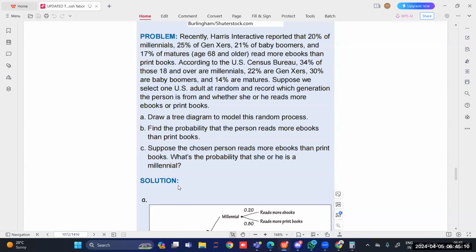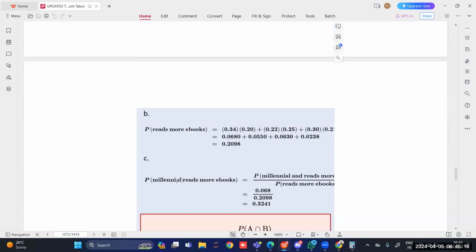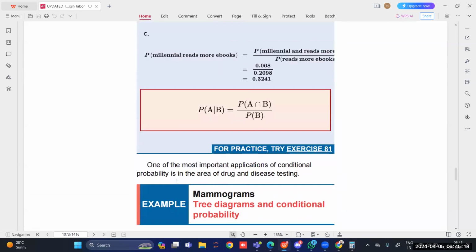So the third question was, suppose that the chosen person reads more ebooks than print books, what is the probability that he or she is a millennial? So you can go through this reasoning.